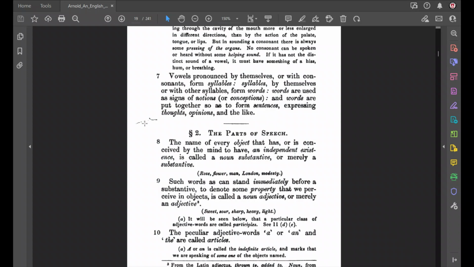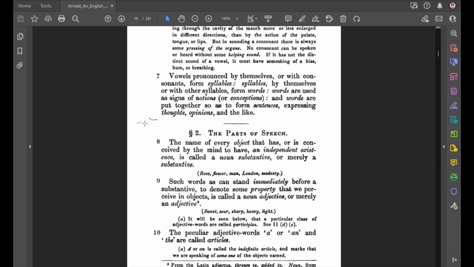And again, this is different from other languages. In Latin and Greek, there are only 8 parts of speech. But in English, we find that there are 10 parts of speech listed in our grammar book. Now, we said that the parts of speech are important because these are classes of words.